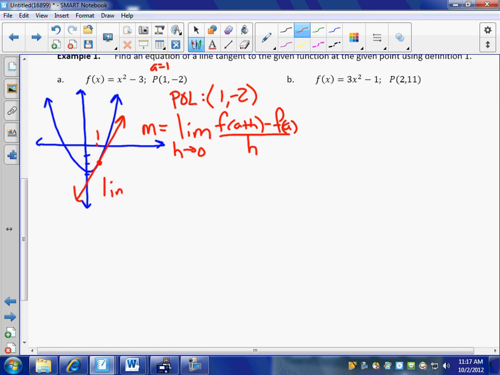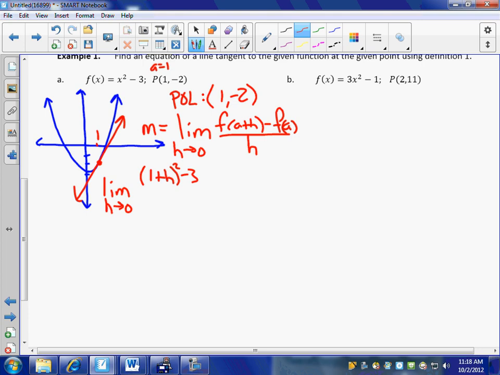I have the limit as h approaches 0 of, I have to plug 1 plus h into my function. What will that look like? (1 plus h) quantity squared minus 3. Do you see the definition? f of a plus h. I take a as 1, you said, so 1 plus h, and I plug that into my function. So (1 plus h) quantity squared minus 3.